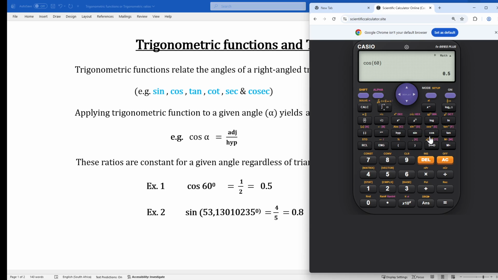Now let us look at another example. If we apply the sine to the angle 53, that yields for us 0.8. If we put it to fractions, it gives us 4 divided by 5.